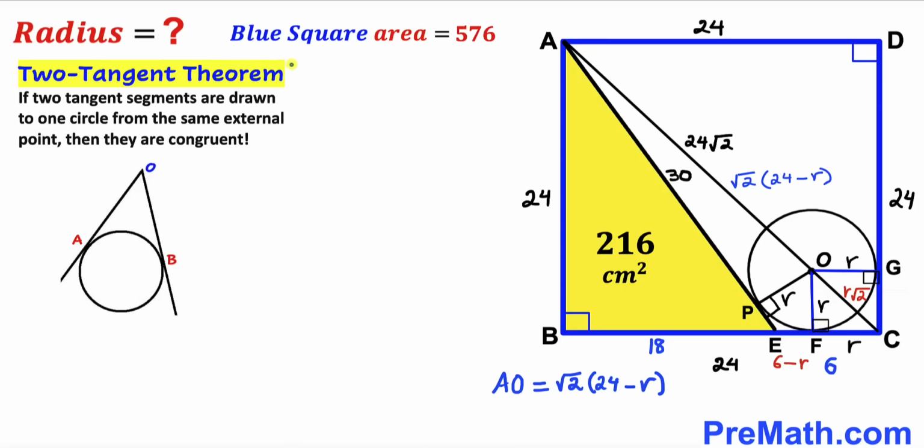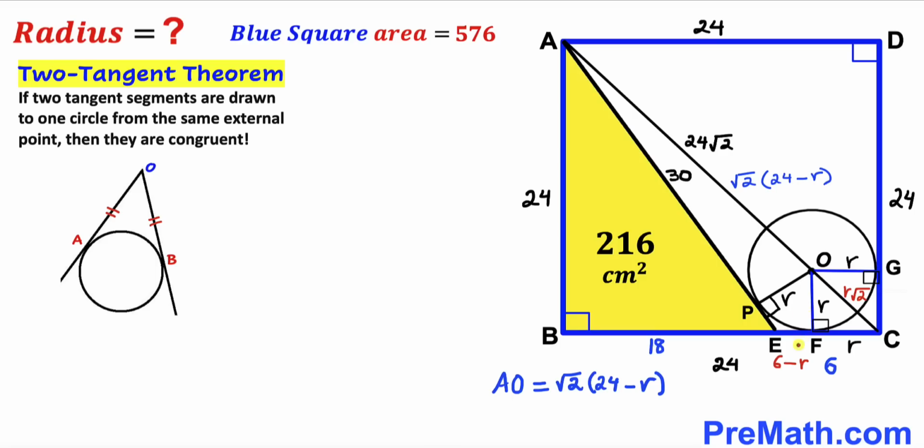And now let's recall the two tangents theorem. According to this theorem, if two tangent segments are drawn to one circle from the same external point, then they are congruent, as you can see in this given diagram. And here we can see these two segments AO and BO are equal.